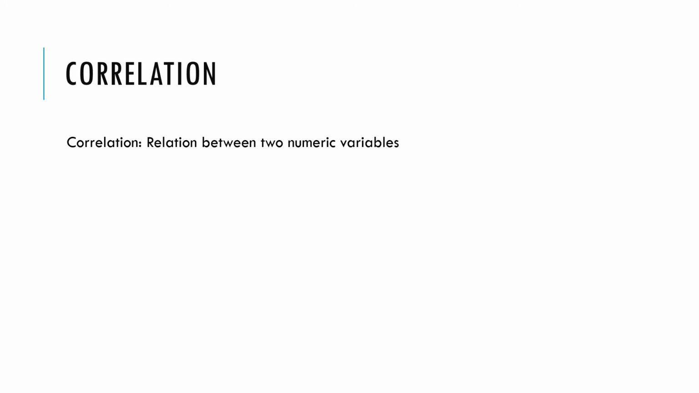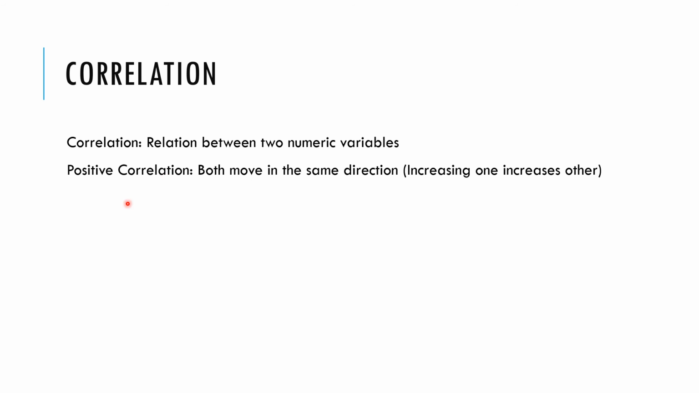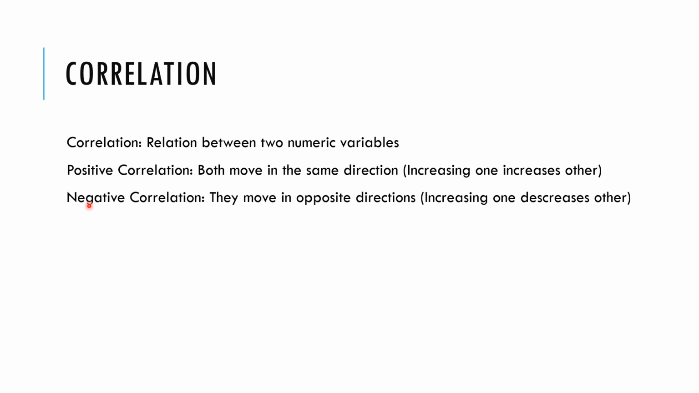Now correlation. Let's look at what is correlation. Correlation is basically a single value which gives us some idea of how two numerical variables are related to each other. So positive correlation means both the variables move in the same direction. What it means is if you increase the value of one variable, the value of the other variable also increases. Then negative correlation means they move in the opposite direction. That means if you increase the value of one variable, the value of the other variable will decrease.